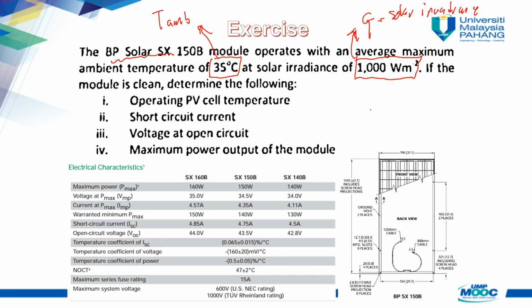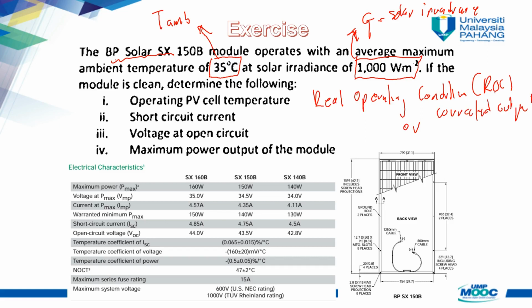We give you the ambient temperature, and we give the irradiance. Then they give the short circuit current and voltage output. What is that? It is the real operating condition, ROC, or corrected output of short circuit current, voltage at open circuit, and maximum power output. So that's the meaning of this question. But this one is a very super boring question, very straightforward. Too easy.